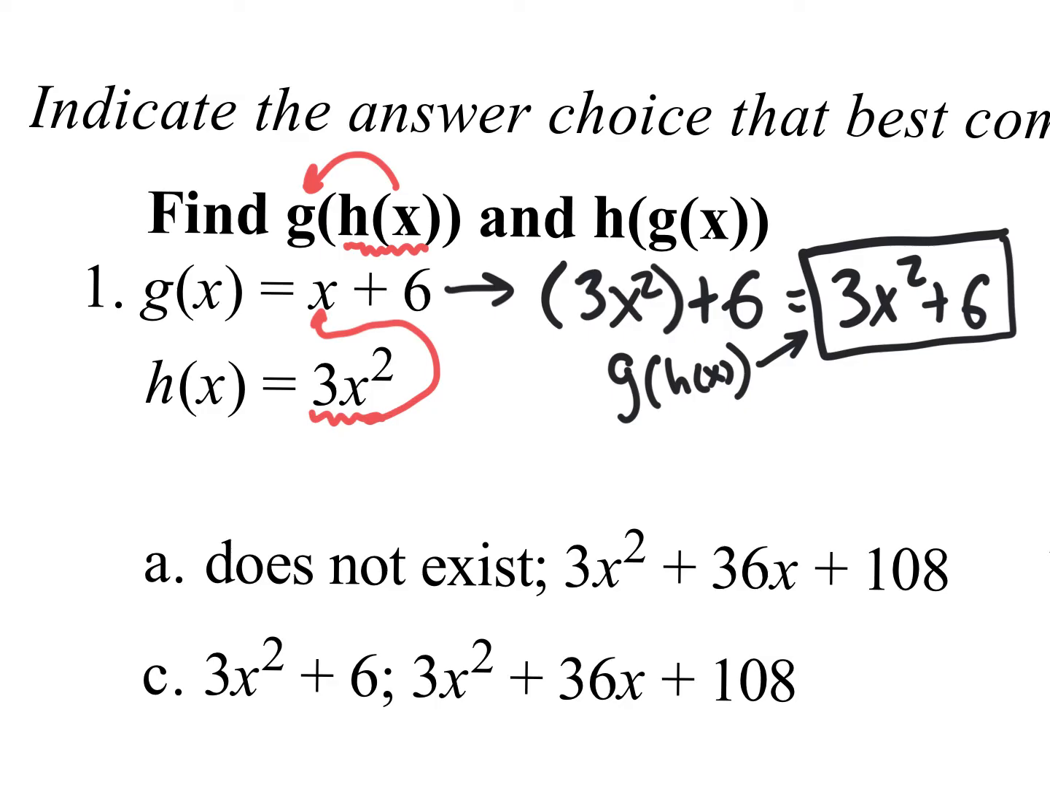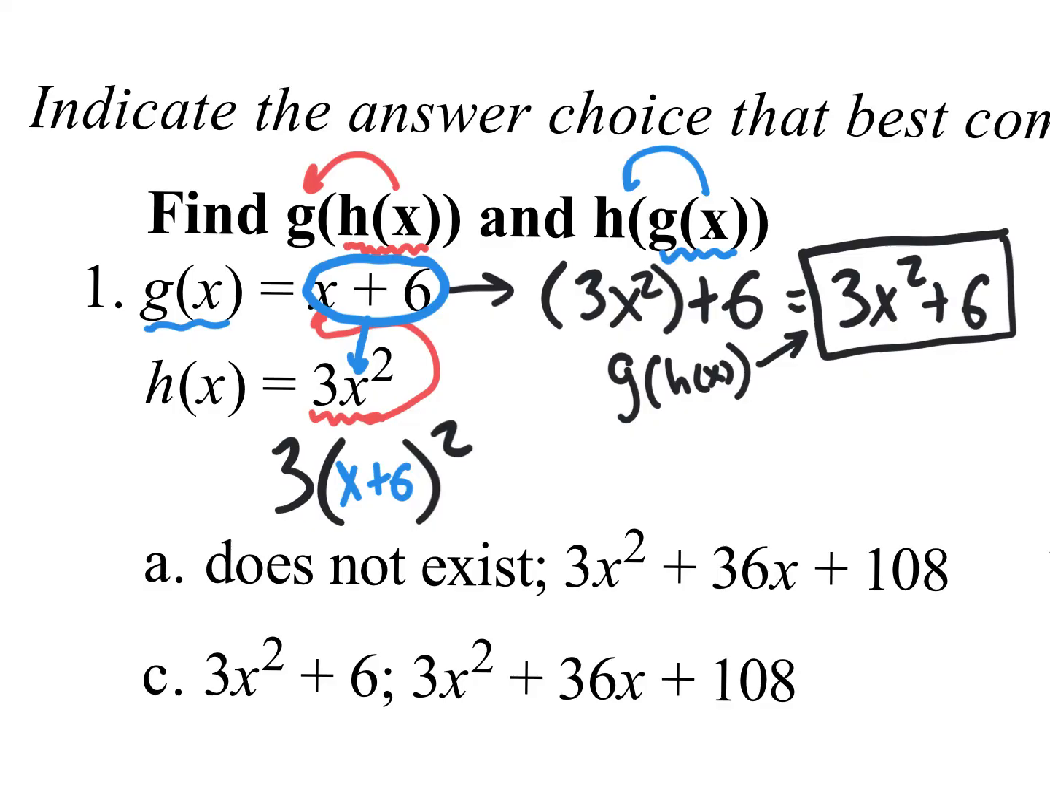Now let's do it the other way around. Let's plug in our g of x function into our h of x function. That's read h of g of x. So let's take our g of x function, which is right here, it's the x plus 6, and let's plug it into our h of x function, and of course we're plugging into the actual x. The best way to do that is to rewrite it, 3x squared, but notice instead of the x I actually put parentheses, and I am plugging in the x plus 6 right in there.